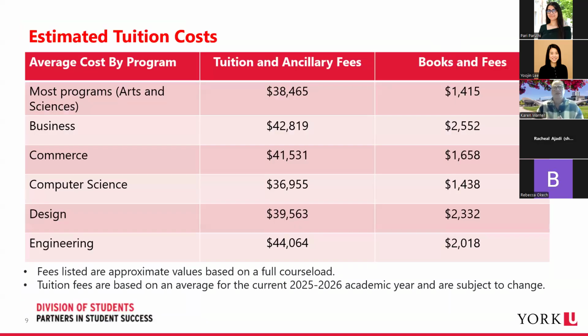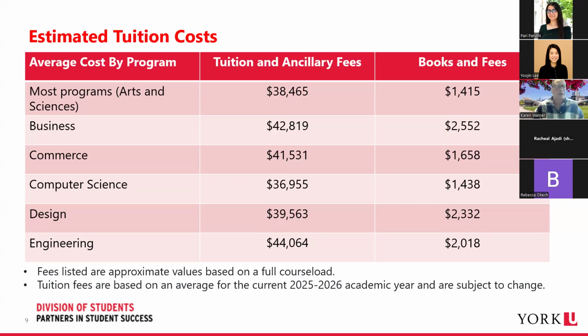So the first slide just gives you a bit of an overview about tuition costs. These tuition costs are the fees for a full academic year. So if you're coming in for winter, you're looking at about half of what's represented here, depending on your program and depending on your enrollment. So our courses, for the most part, your tuition is paid on a per credit basis. So the amount that you pay is really going to depend on what you enroll in, how many courses you enroll in, how many credits you enroll in.